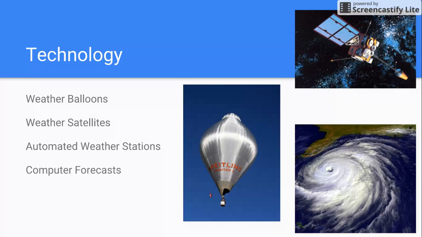So there's some different technology that is involved. One is called a weather balloon, and it looks something like this. We also use weather satellites, like this one above here, automated weather stations, as well as computer forecasts. And this is the type of images that we can get back from weather satellites.